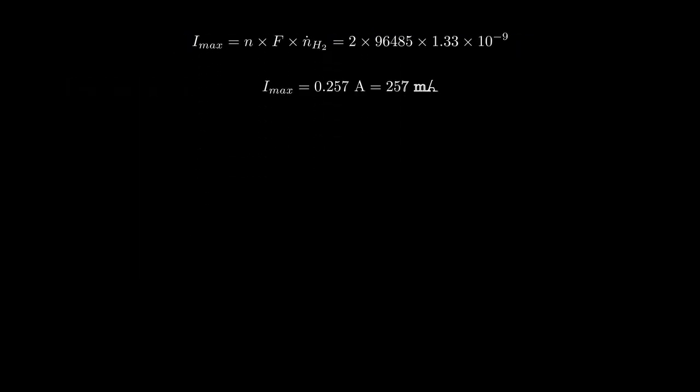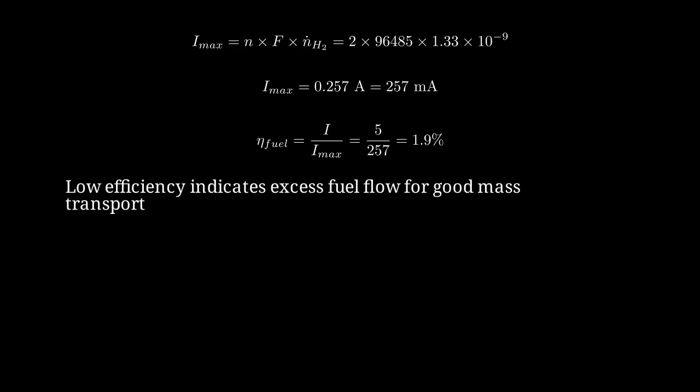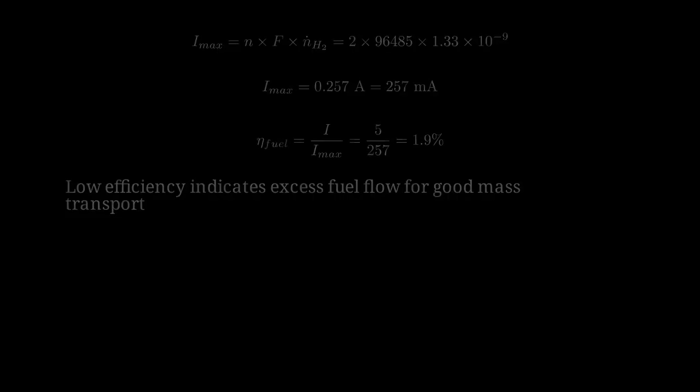Maximum theoretical current is 257 milliamperes if all hydrogen is converted. Fuel utilization efficiency equals actual current over maximum current. 5 over 257 equals 1.9%. This low 1.9% efficiency might seem wasteful, but it ensures excellent mass transport and high current density. It's a design trade-off. Understanding the diffusion zone is critical for predicting crossover and efficiency.